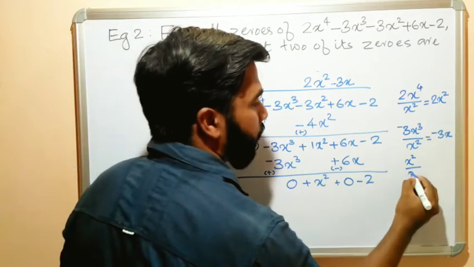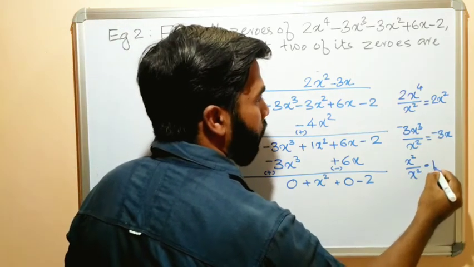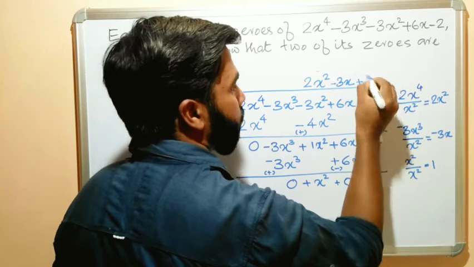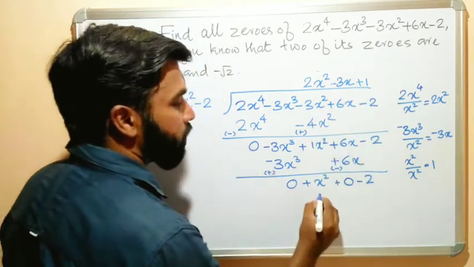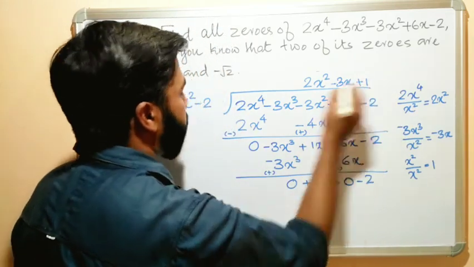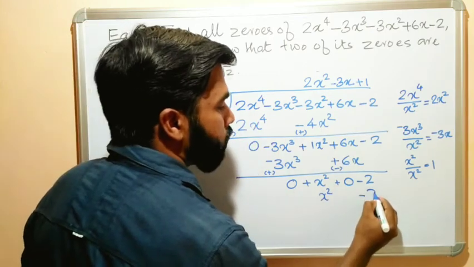To find the next term of the quotient, we have to divide x square by this x square. That is x square by x square is 1. So we can write it as 1. Then 1 into x square is x square. 1 into minus 2 is minus 2.